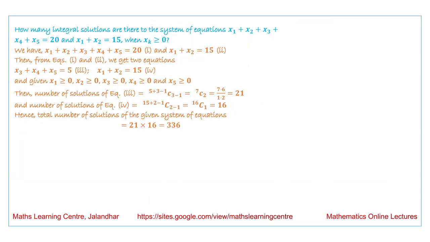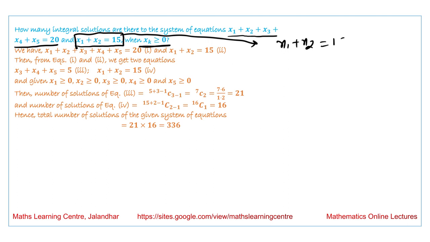Next: how many integral solutions are there to the system x1 plus x2 plus x3 plus x4 plus x5 is equal to 20, given that x1 plus x2 is equal to 15 and all the xk are greater than or equal to 0. First, for x1 plus x2 is equal to 15, we have a total of (15 plus 2 minus 1) C (2 minus 1), that is 16C1, which is equal to 16 solutions.